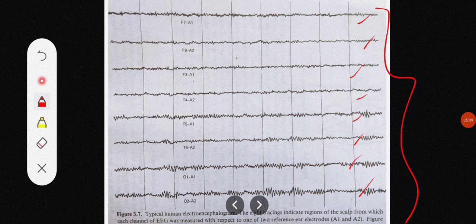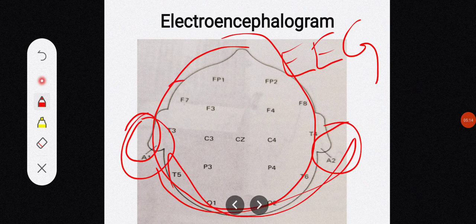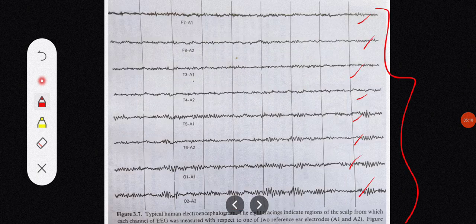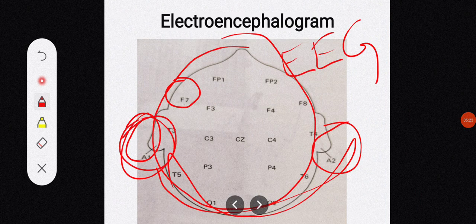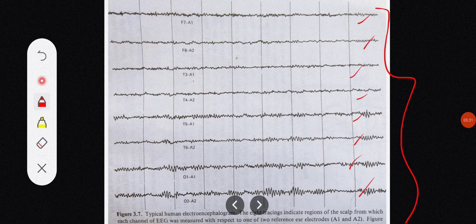So these are the different electroencephalogram waveforms. As you can see, like F7A1, what is it representing here? F7, the measuring electrode is at this position of the scalp, and this A1 is the reference electrode. The reference electrode is put here, and this is the measuring electrode. Similarly, by putting the measuring electrode at F7 and the reference electrode at A1, we got this electroencephalogram graph.